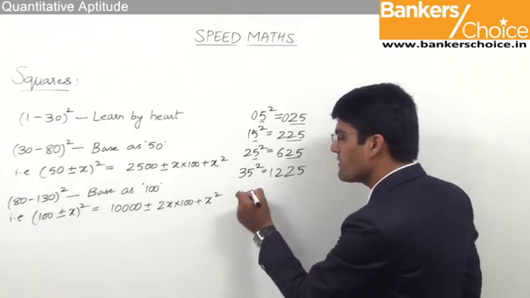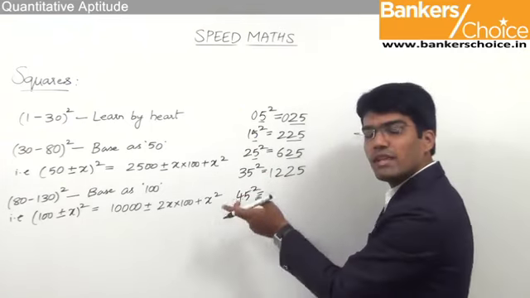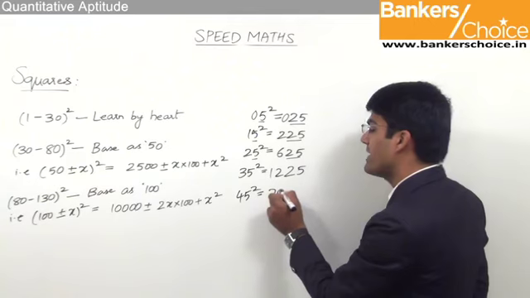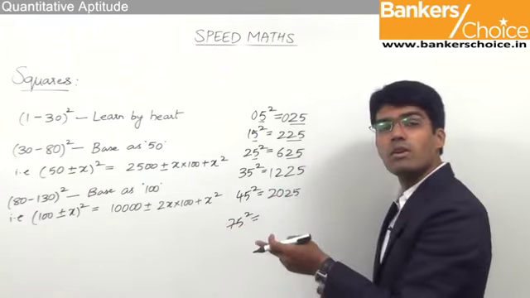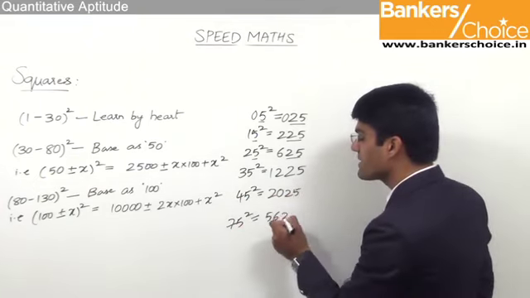Likewise, if I want 45 square, 45 square is what? 4 into the next integer, 4 into 5, 20, 25. Or let's say we want 75 square. 75 square is 7 into 8, 56. So 5625.